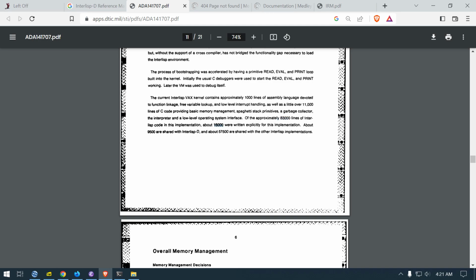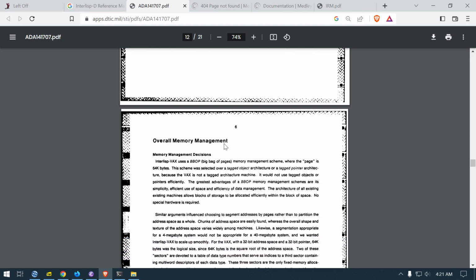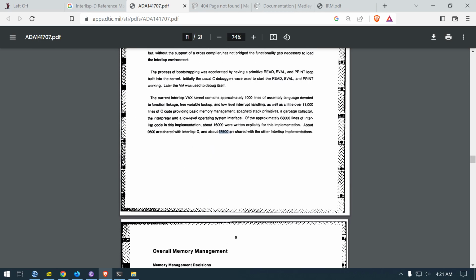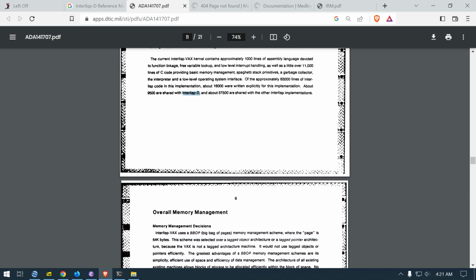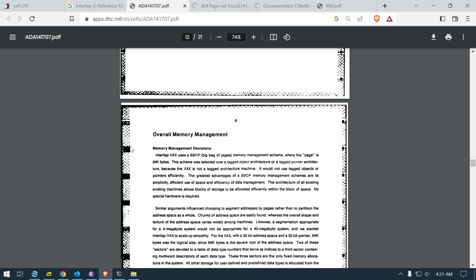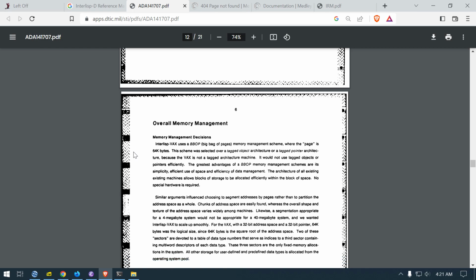And 16,000 of those Interlisp lines were explicitly for this implementation. Some other 9,500 are shared with Interlisp D, and quite a bit are just shared with other Interlisp implementations. I think the main goal was that they have to be 100% Interlisp 10 compatible, because a lot of the programs that people were running were dependent on that. And of course, they want to be compatible with Interlisp D also, but I don't know if it was 100% at the moment.